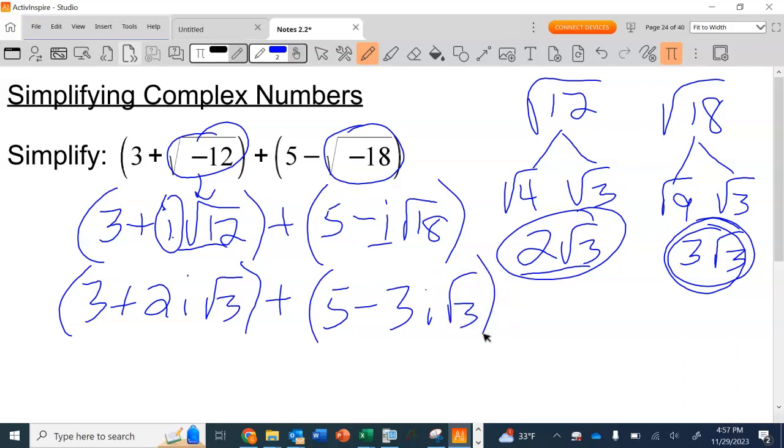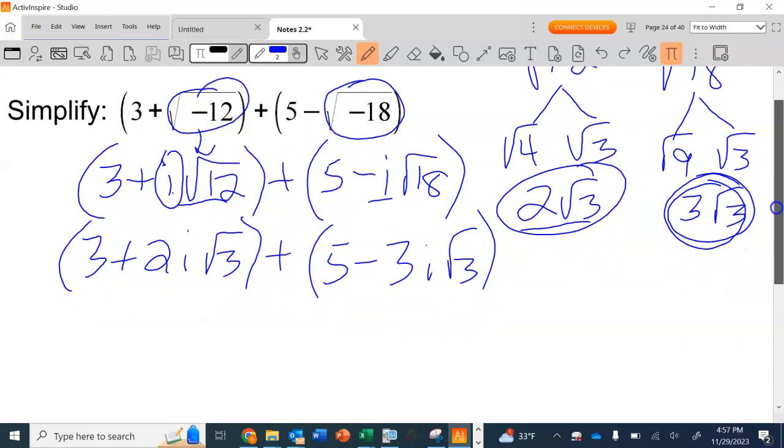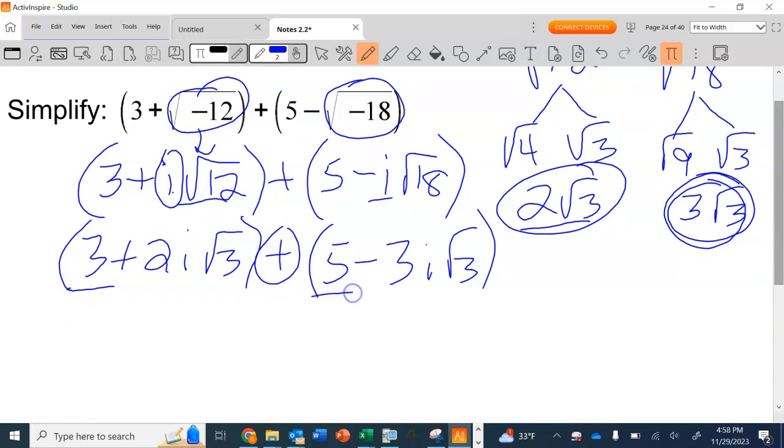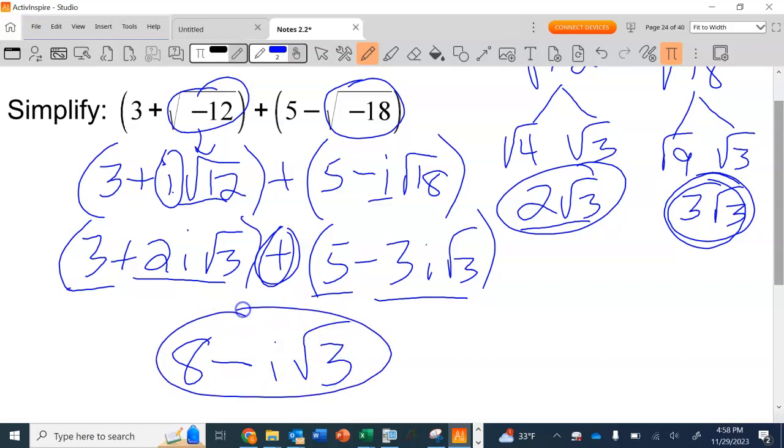Now I can take the two complex numbers and combine them. I'm going to start with the reals. This would be 3 plus 5, so that would be 8. And then for the imaginaries, I have +2i root 3 plus -3i root 3, and that would be negative i root 3 at the end. Once again, it's a complex number because it has the real part first and the imaginary part second. That's what puts it in standard form.